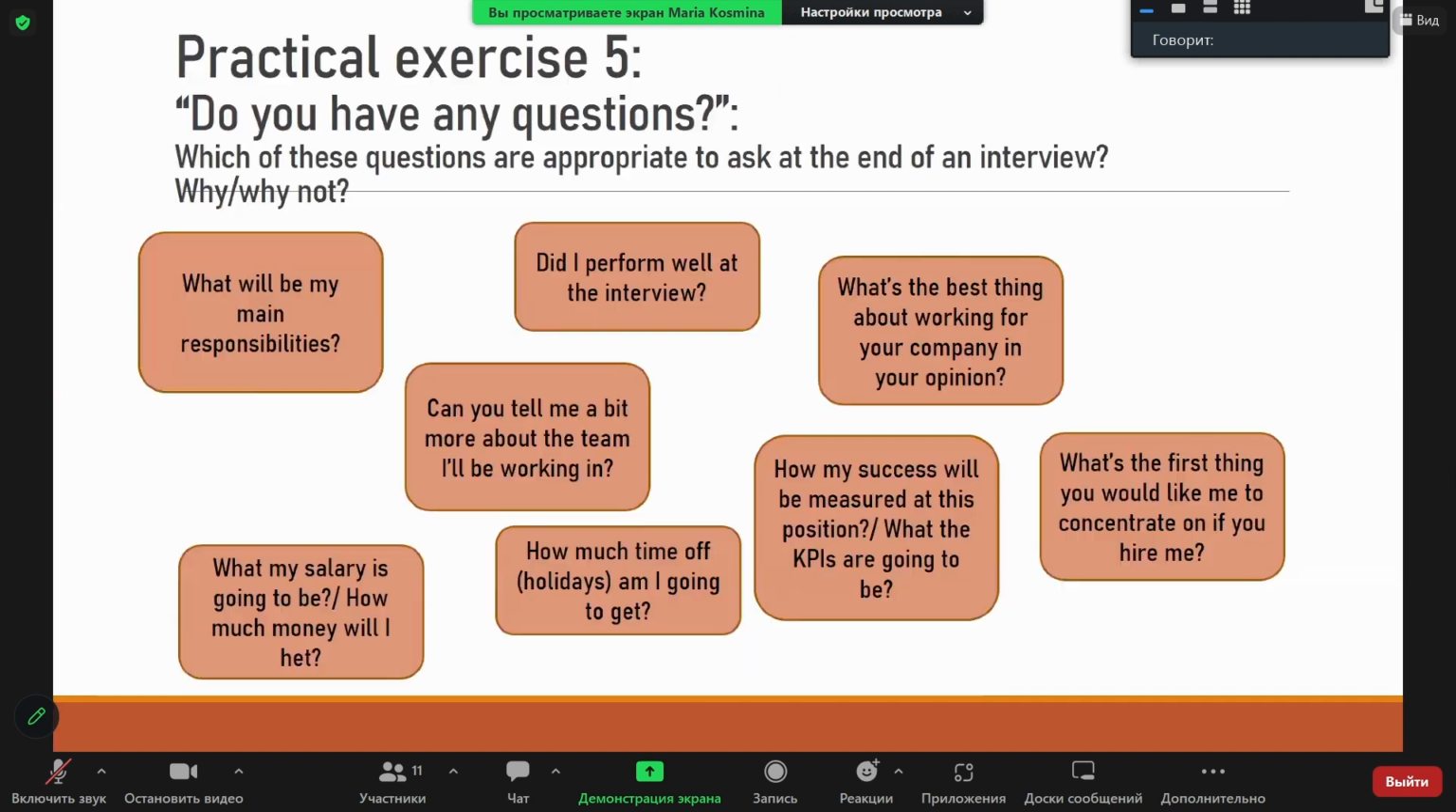Right. And the last practical task that we're going to have today is the question that I know most of you don't particularly like: do you have any questions? These are examples of questions that people often ask, and I want you to discuss again in groups which of them you find appropriate to ask, and which ones not.